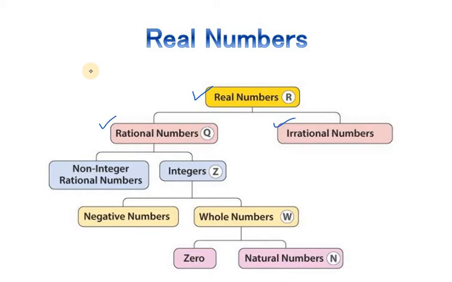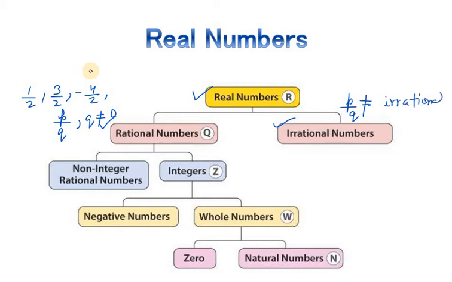So you have been studying rational numbers since class 7th. You know rational numbers can be written in the form of p by q, where q is not equal to 0. So it could be in the form of half, 3 by 2, minus 4 by 2, anything it could be. So these are the rational numbers. Now we have the second form, that is irrational numbers. Irrational numbers can't be written in the form of p over q. They are not irrational numbers if they are in the form of p over q.